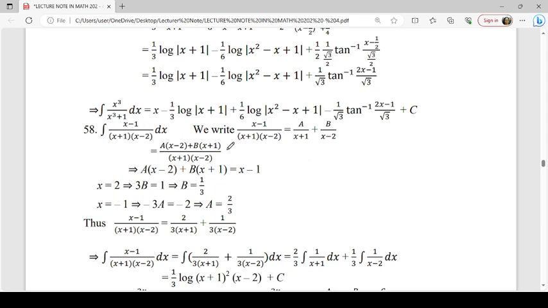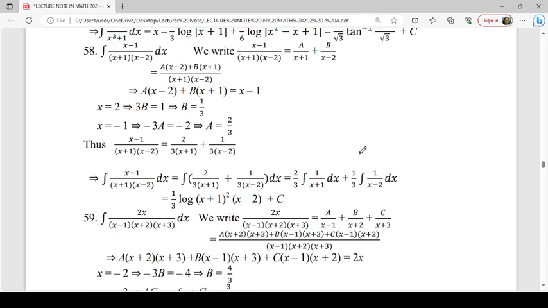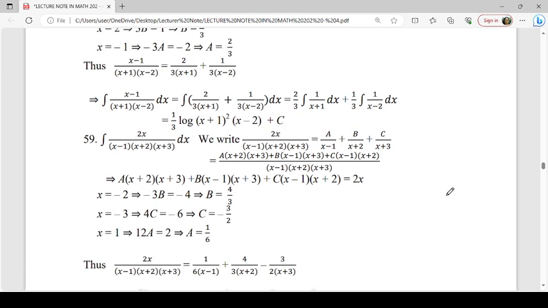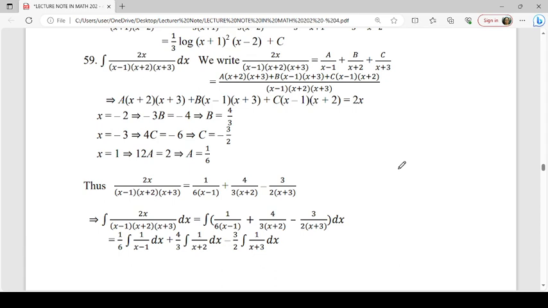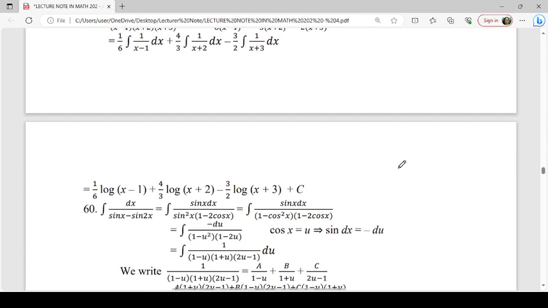This is also partial fraction. We are doing this. All are from the method of partial fraction that you got in the first semester algebra course.